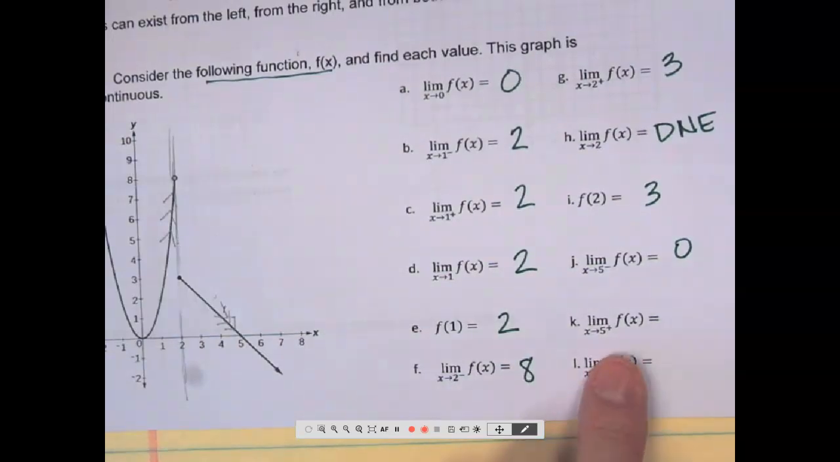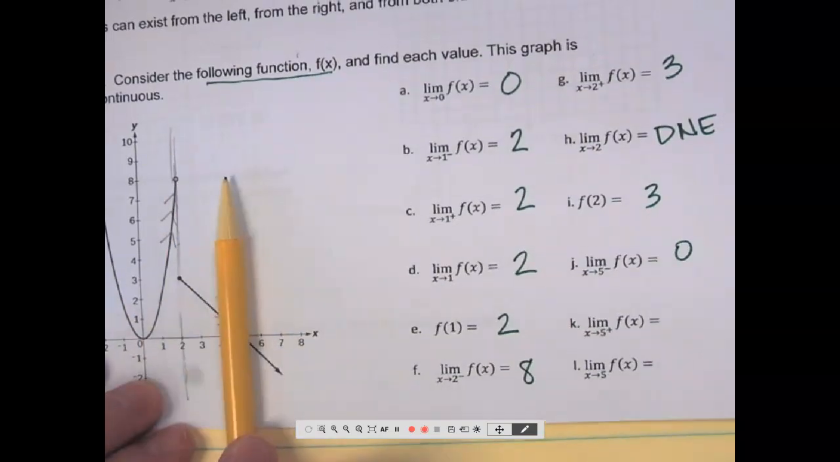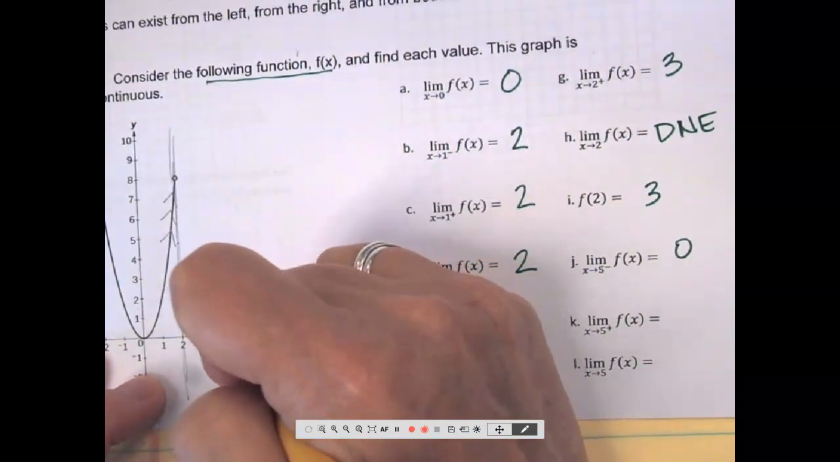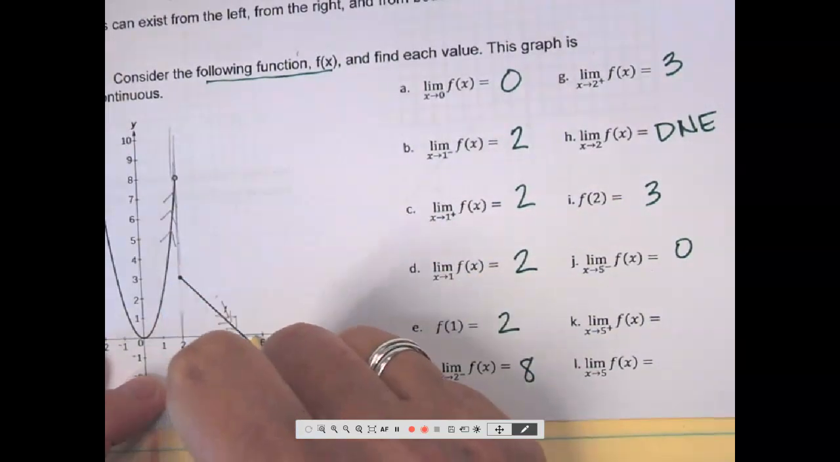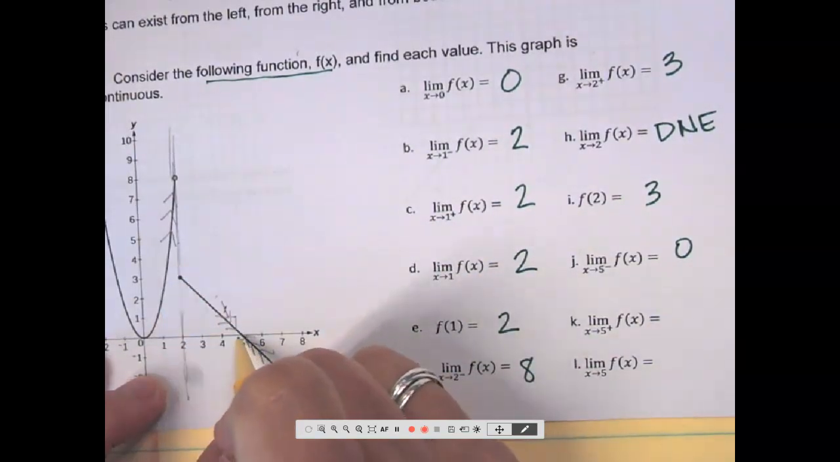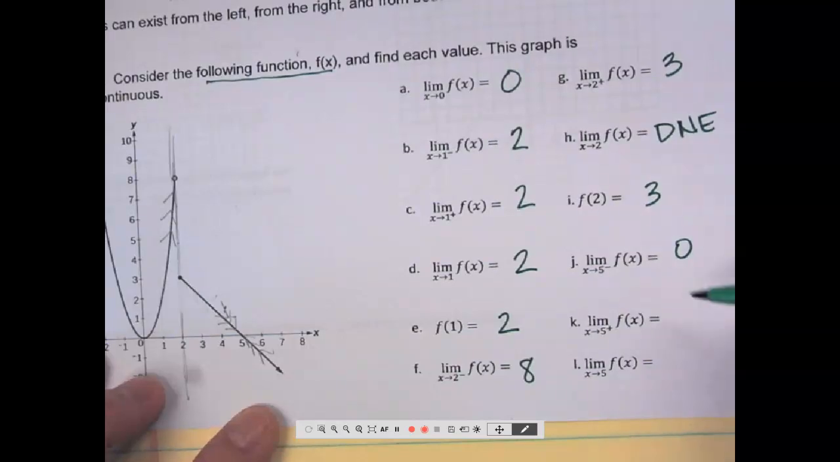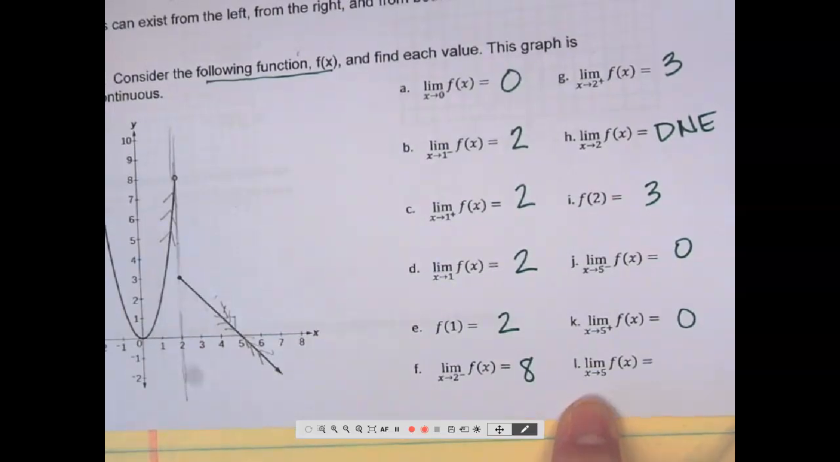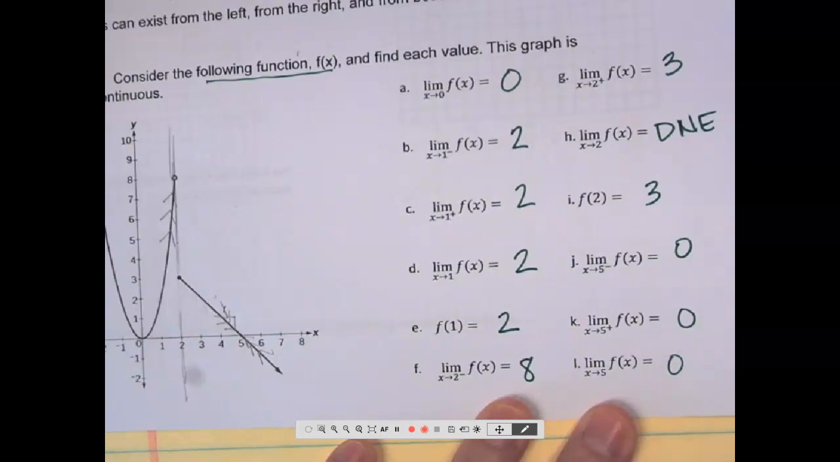Now I'm going to examine the limit as x approaches 5 from the right. This is where x equals 5. Approaching from the right, I'm doing this right here. And what are those y values getting closer to? 0. Therefore, the limit as x approaches 5 is 0. Because they agree, then that is the limit approaching 5.